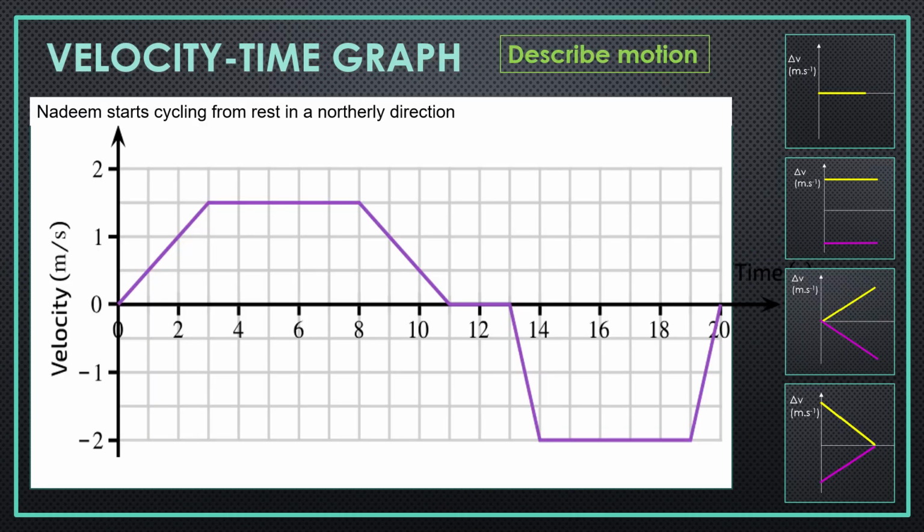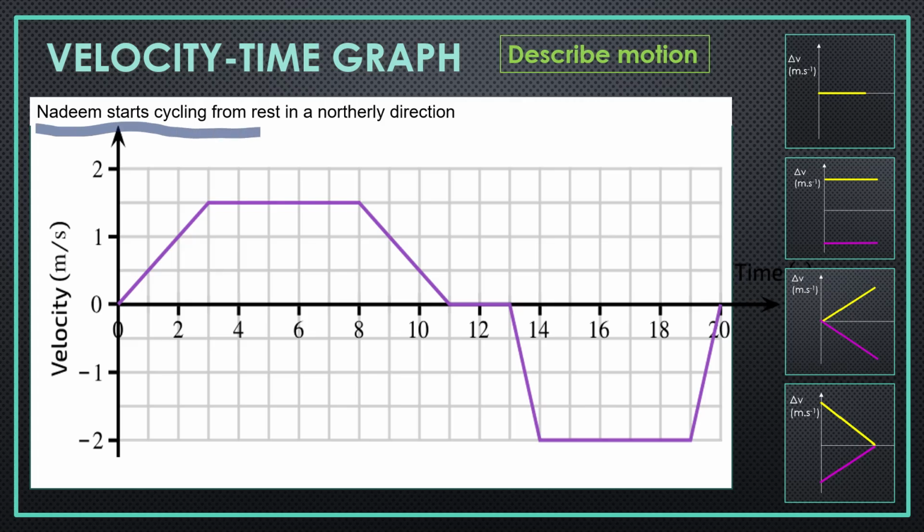So let's start with the first type of questions with a velocity time graph, the level 1 and 2 questions. This is when you have to describe the motion. Now, when we describe the motion, you need to mention two things. First, you need to mention where the object is moving. Is the object moving north or south or east or west or what?